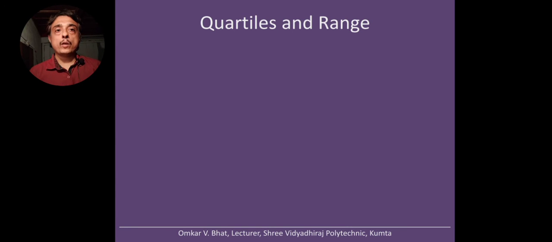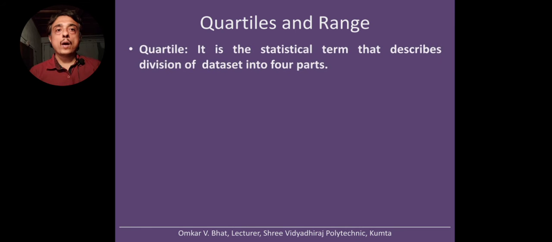So what do you mean by quartile? A quartile is the statistical term that describes division of data set into 4 parts. This means quartiles divide the entire data set into 4 different parts. So these things we have studied during box plot.